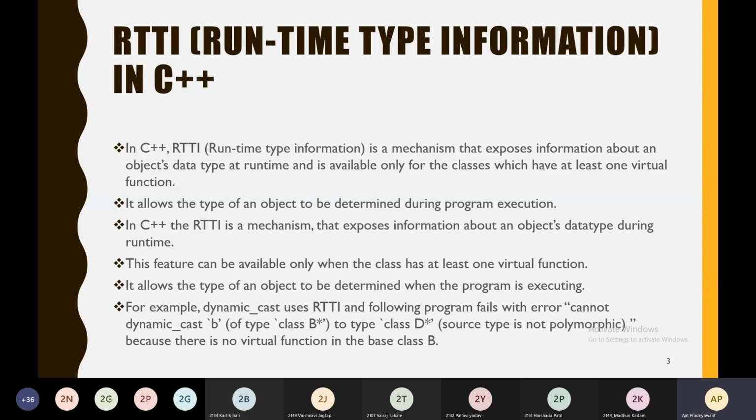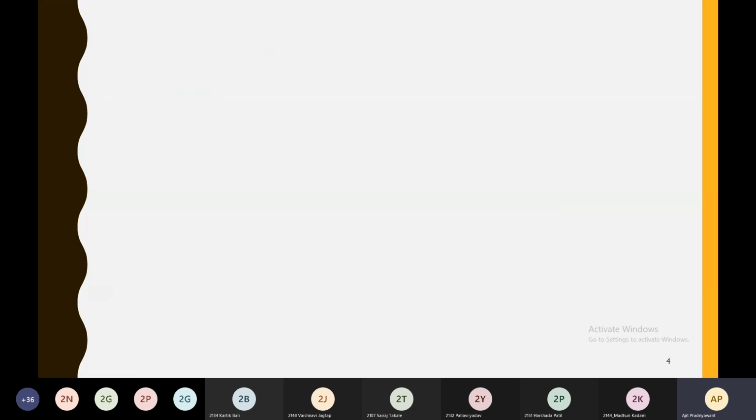For example, dynamic_cast in the following program uses RTTI, and the program fails with an error: cannot dynamic_cast 'B' of type 'class B*' to type 'class D*'. The source type is not polymorphic because there is no virtual function in the base class. So first of all, let's see the code. This is a simple CPP program which will illustrate runtime type identification.